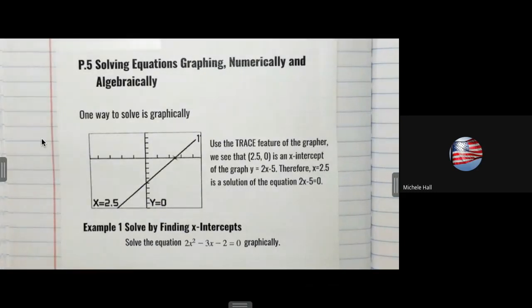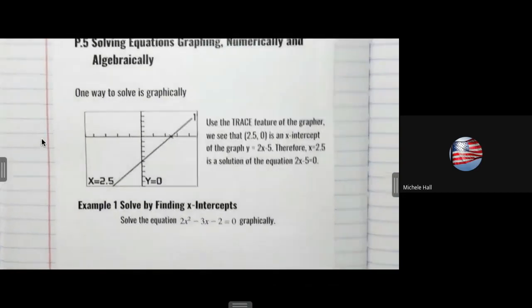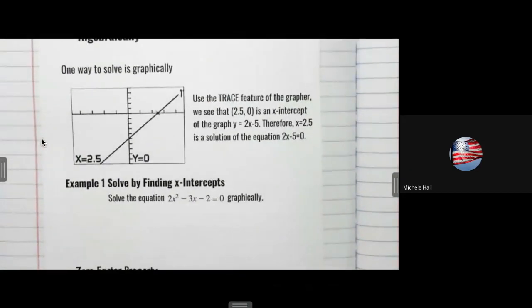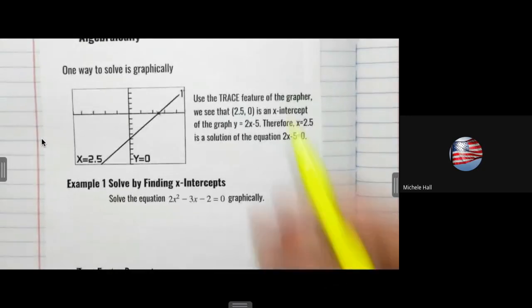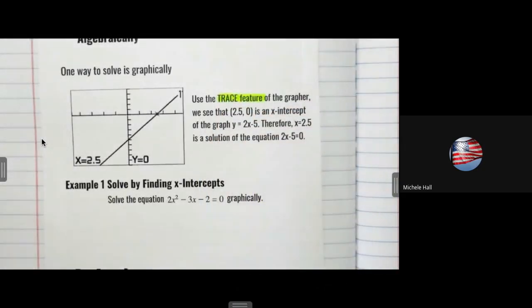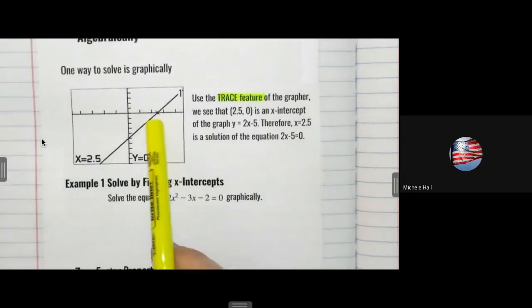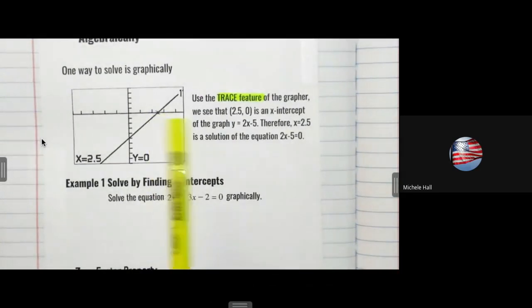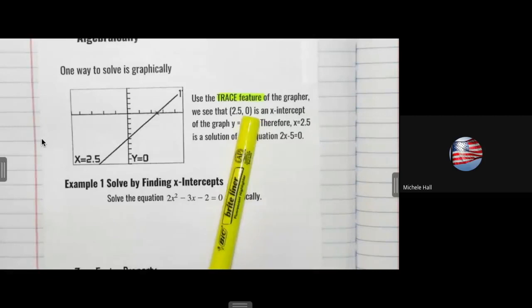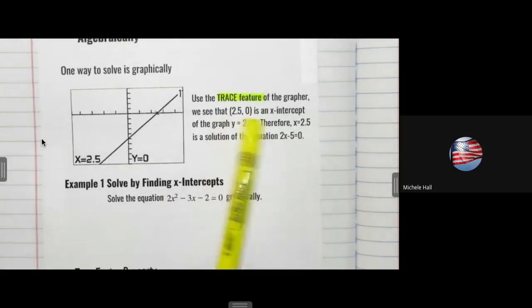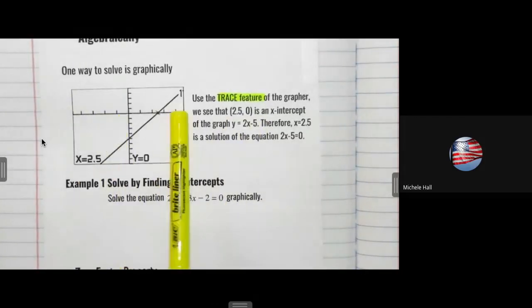Solving equations graphically, numerically, and algebraically. In the first example, they have a line that's graphed, and they're using the trace feature. They're just tracing a line and seeing where it stops when it's on the x-axis, because that's when y is 0. That's an x-intercept.